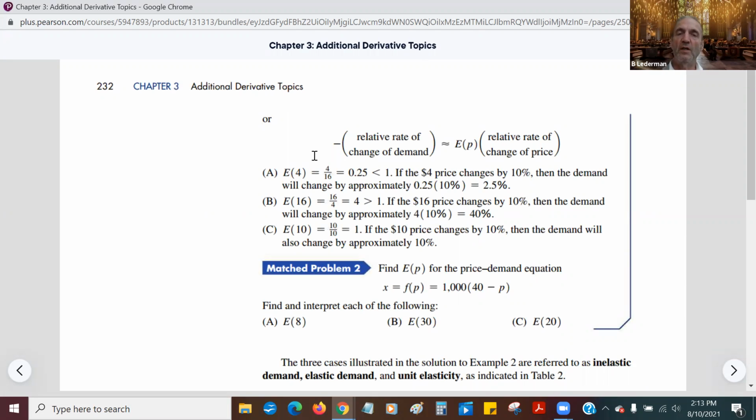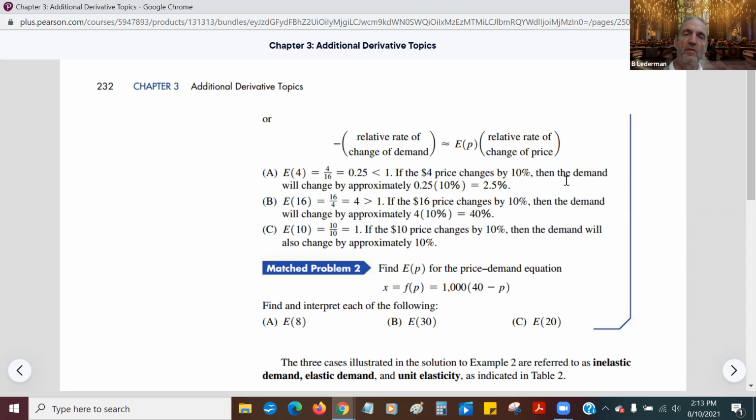So E of 4 is going to be 4 over 16, which is 0.25, which is less than 1. So if the $4 price changes by 10%, then the demand will change by approximately 0.25 times 10%, which is 2.5%. So if the price changes by 10%, the demand changes by 2.5%.